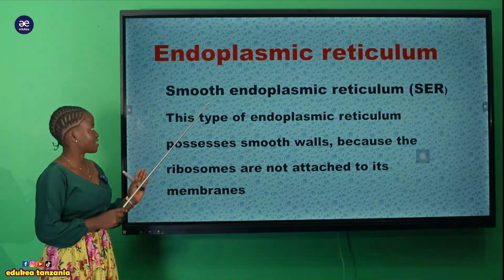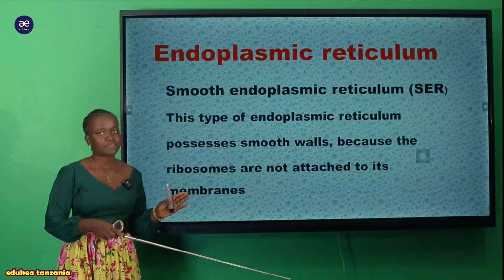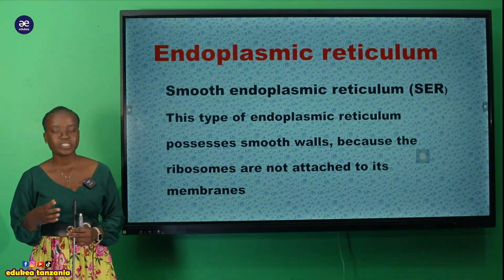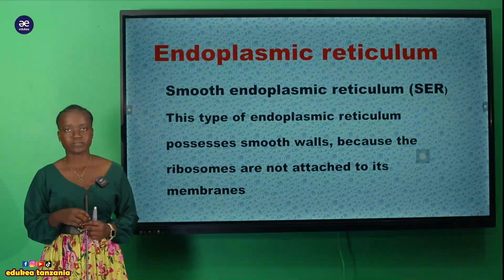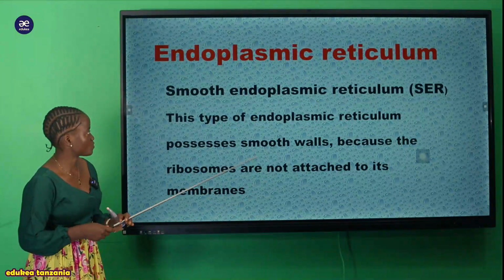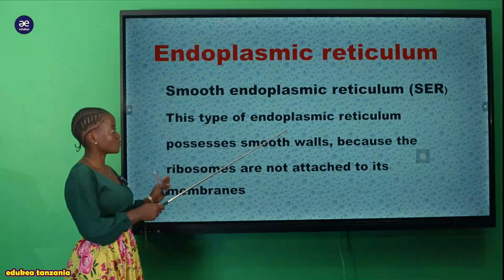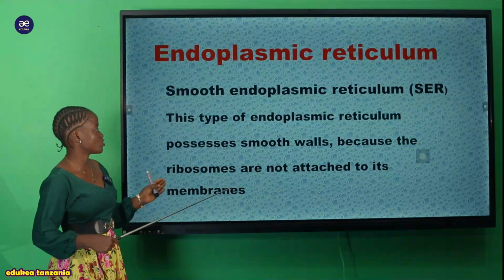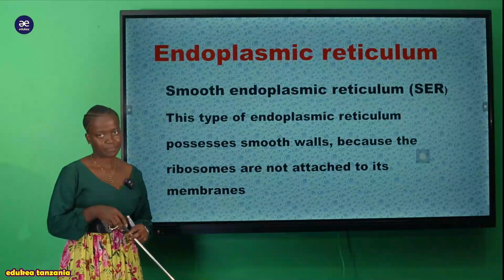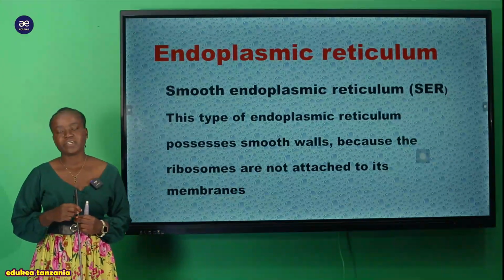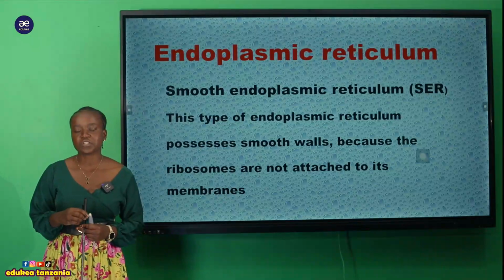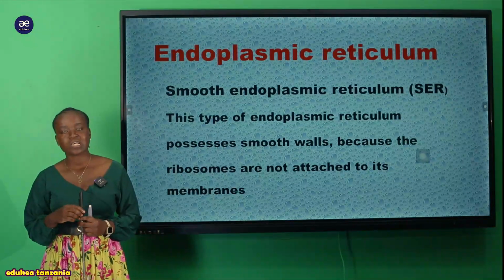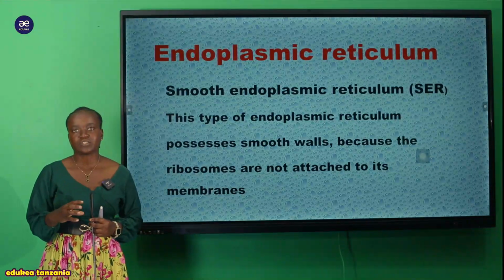So now, the smooth endoplasmic reticulum is abbreviated as SER. So we have to see what this smooth endoplasmic reticulum is. Simply, smooth endoplasmic reticulum is the type of endoplasmic reticulum that possesses a smooth wall because the ribosomes are not attached to the membrane. Why is it smooth? Because the ribosomes did not attach.